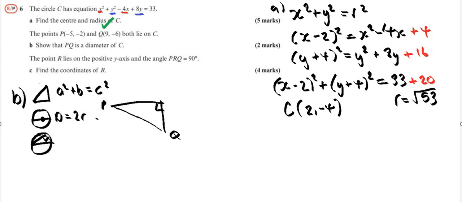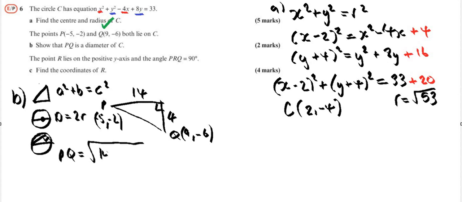So P is minus 5, minus 2. And Q is 9, minus 6. So we go from minus 5 to plus 9, which means that is 14. We go from minus 2 down to minus 6, that means that is 4. So the length between P and Q is the square root of 14 squared plus 4 squared.